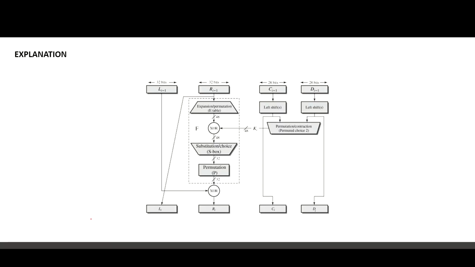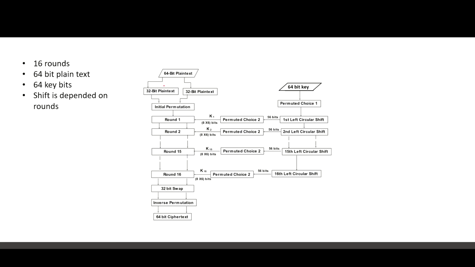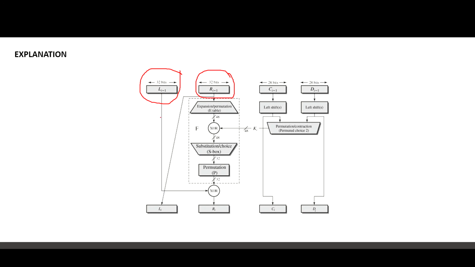Here we can see that there are 32-bit L1 and R1, so L1 and R1 are each 32 bits. The 64-bit text is divided into 32 and 32. Let us assume that this is L and this is R. That's how we get two inputs here. What is happening right here is that we give the left input directly into the XOR gate, and the right input, which is 32-bit, is given into an expansion permutation unit.